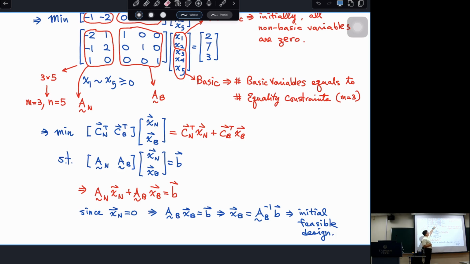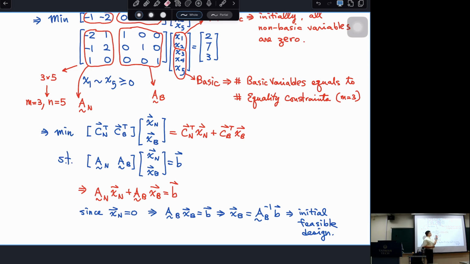Since I chose this one as our initial AB, AB now is the identity matrix. So identity matrix times x3, x4, and x5 equals x3, x4, x5. So x3, x4, and x5 equal 2, 7, and 3. So initially, you already know the solution of the initial setup equals 0, 0, 2, 7, 3. That's the initial design point.